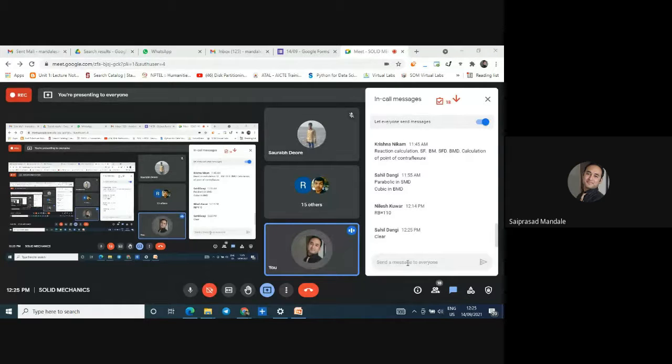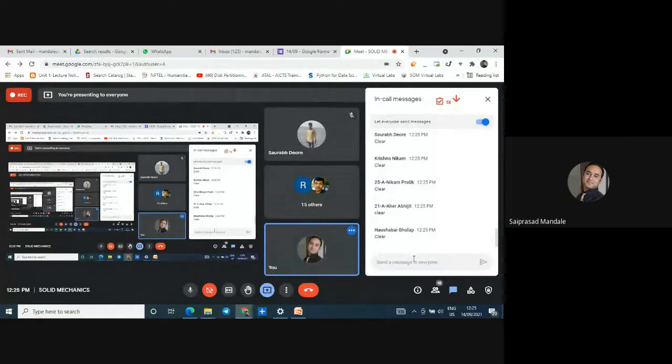Clear. Side lang is clear. Very good. Anyone else? Sheetal Jagtap? Divya, clear. Very good. Khairnal, very good. Okay. Bolo. Very good. So most of the people are saying understood, clear.